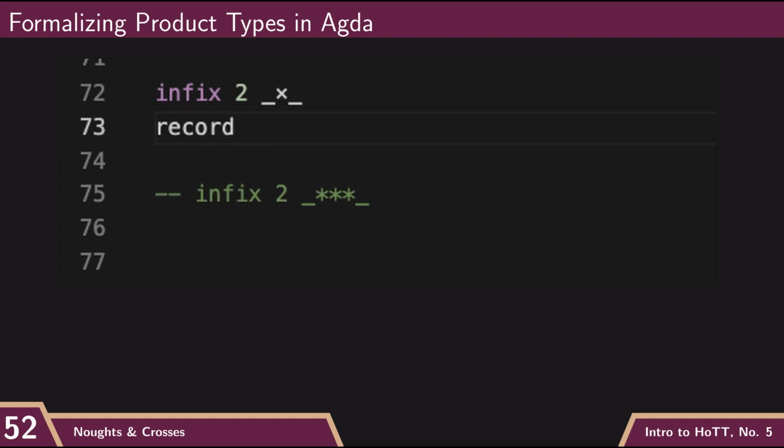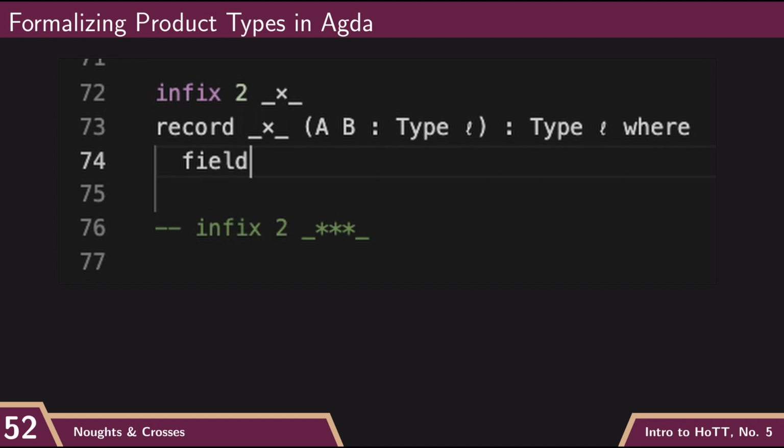We say record, and then we give the name of what we're declaring. In this case, we're declaring an infix operator times. And then we give its arguments, so that this is going to take in two types. And it's going to produce a type. So if A and B are types, then A times B is going to be a type. That's what this says. Then the where keyword.